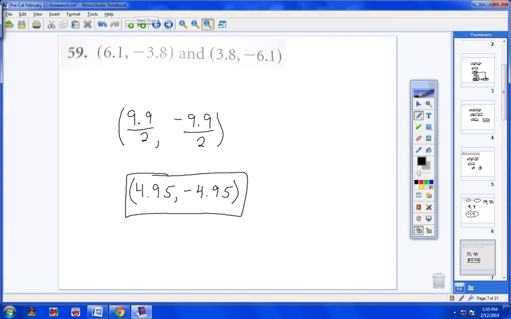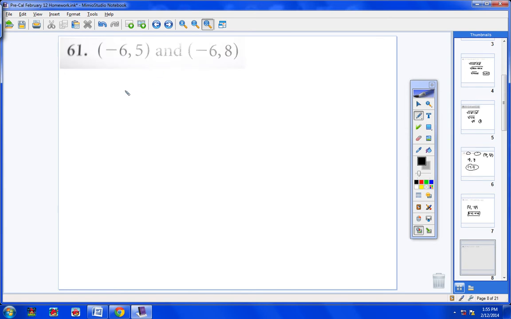Okay, let's continue on. Take a look at number 61. If you add your two x's, you will get negative 12 over 2, comma. If you add your two y's, you will get 13 over 2. So your final answer is negative 6, comma, positive 6 1/2, or 6.5.